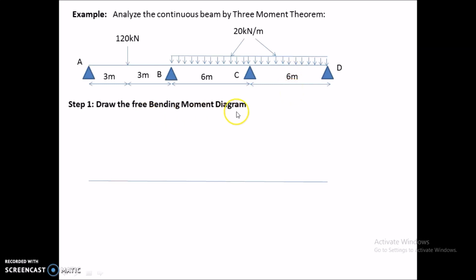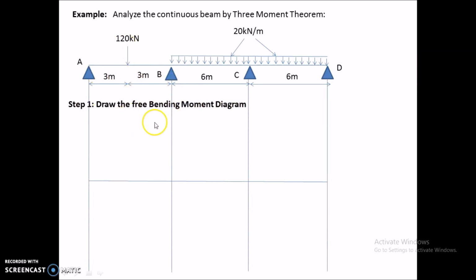Now step 1 is to draw the free bending moment diagrams. So now I am drawing the free bending moment diagrams for each span separately. Coming to span AB, since it is a point load acting at the center, the bending moment at this place will be WL by 4. Here W is 120 and L is 6. So the bending moment at this point is 120 into 6 by 4, that is 180 kN-m. Now since it is a point load, we will draw it as a triangle shape. So this is the bending moment diagram for this span AB.